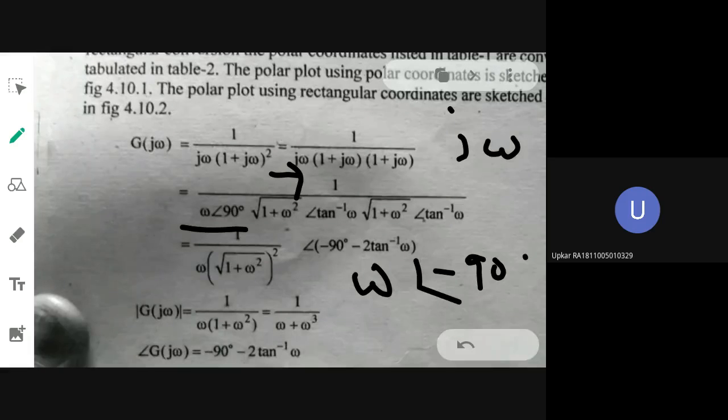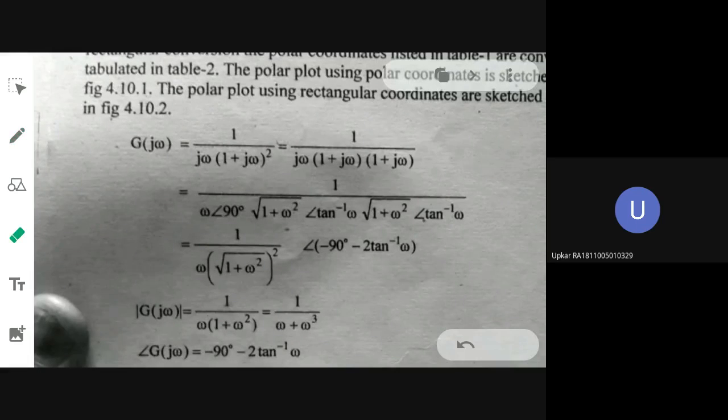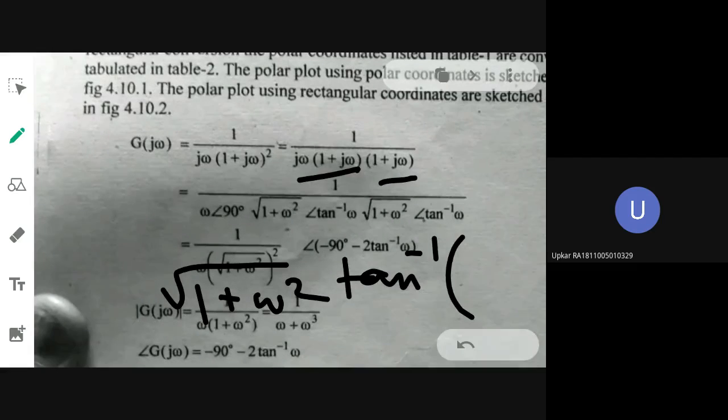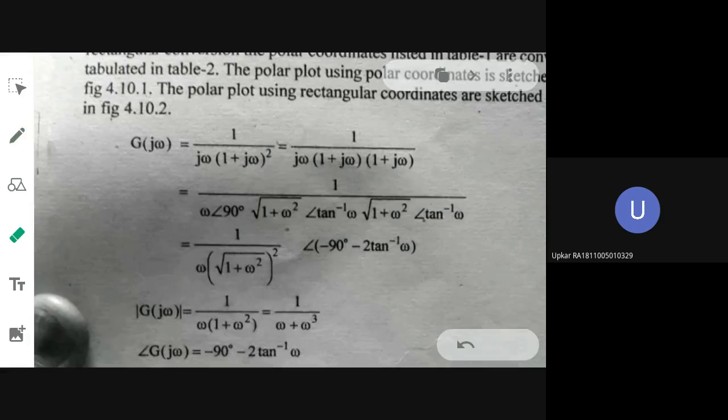Now next, there are two first order factors that you are having, 1 plus jω. What will be the phase angle and what will be the magnitude? For magnitude, I always tell you the real part squared is 1, the imaginary part is ω squared. For the angle, tan inverse of the imaginary part over the real part, that is ω divided by 1. This is how we write the angle and magnitude combination.